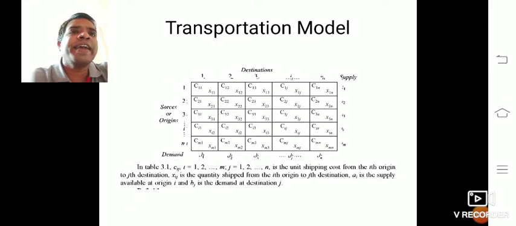Next, come to the X terms: X11, X12, X13. These are all quantities. That means the quantity shipped from the first source to the first destination is represented by X11. Remember, the X terms are all quantities, and the C terms are transportation costs.